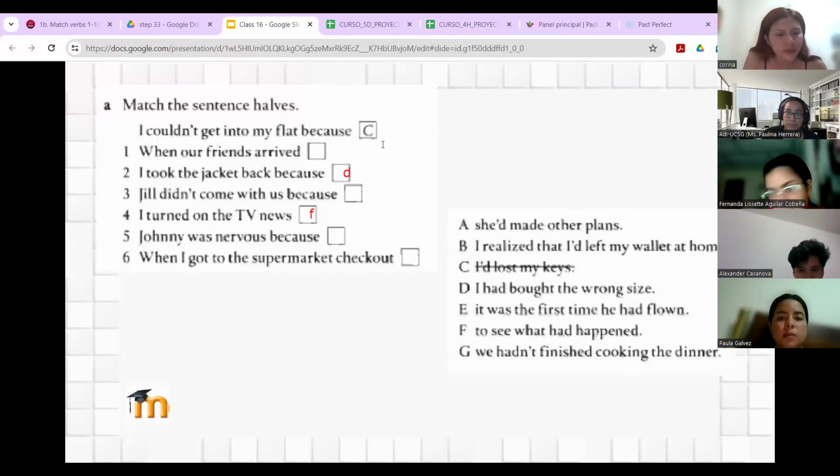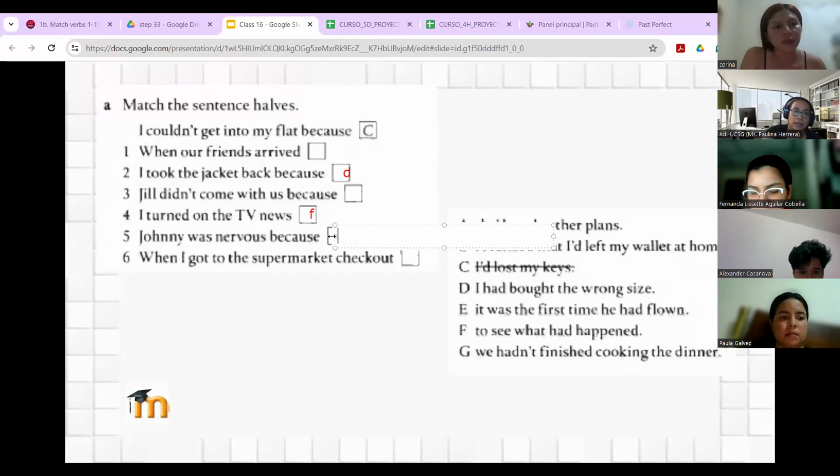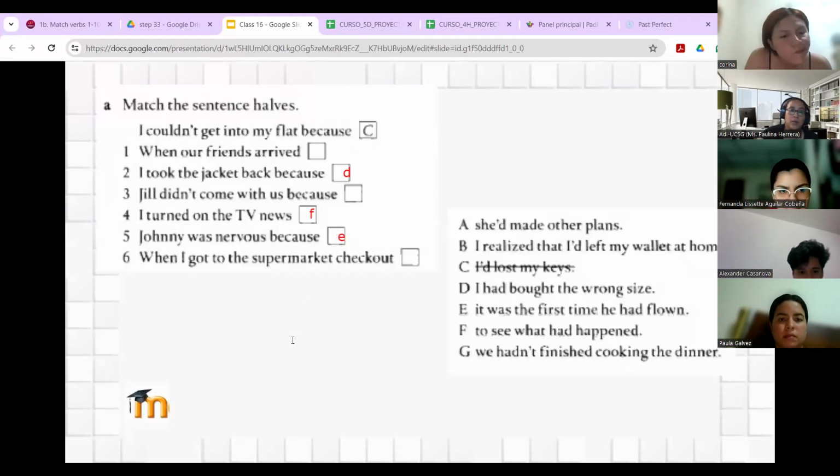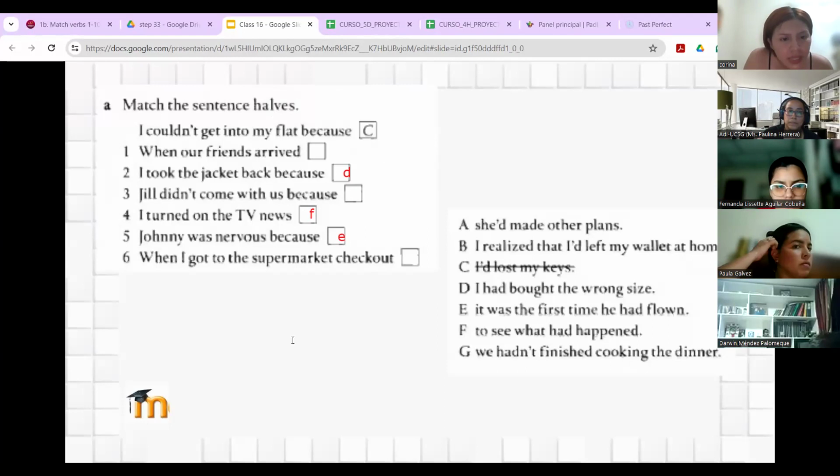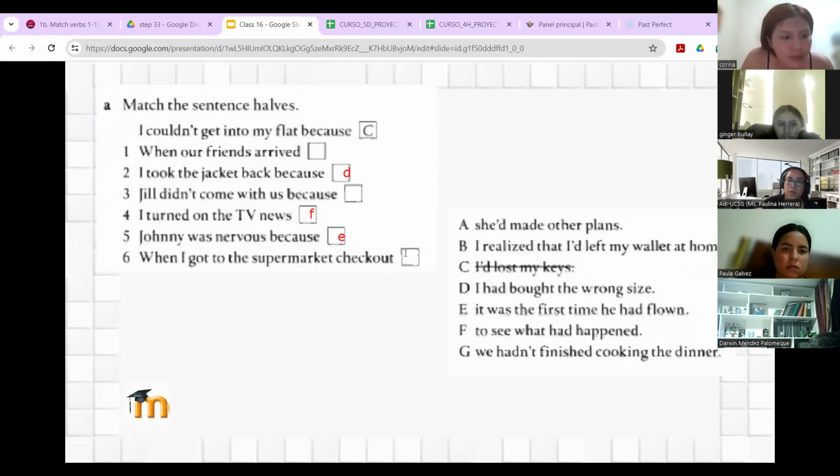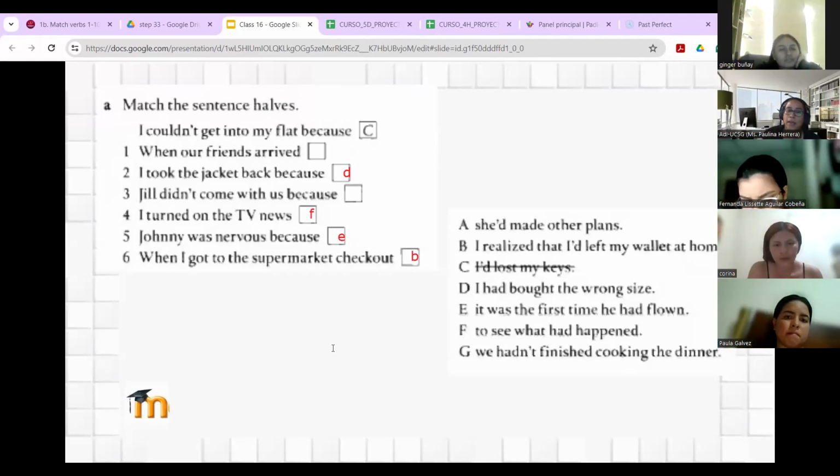Number 5. Johnny was nervous because it was the first time he had flown. Okay, that would be letter E. Now, Corina. 6. When I got to the supermarket checkout, I realized that I had left my wallet at home. Okay, and that is letter B. So what happened? First, I left my wallet at home. Then I went to the supermarket, and oh, I don't have my wallet.